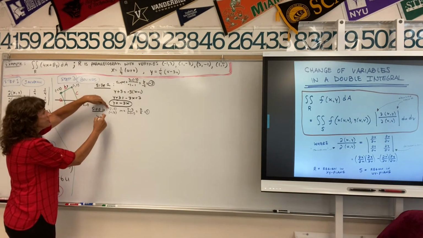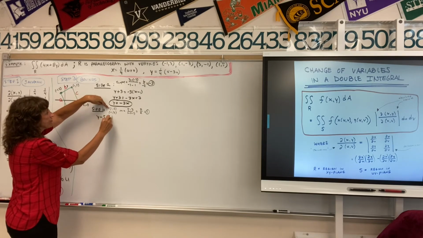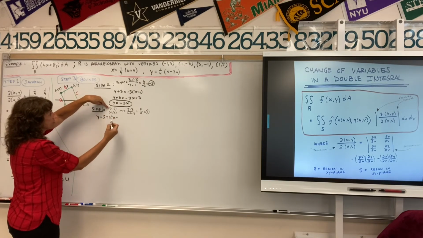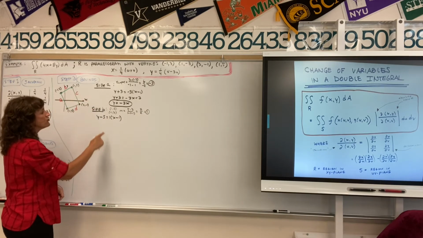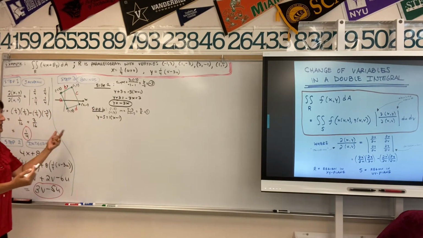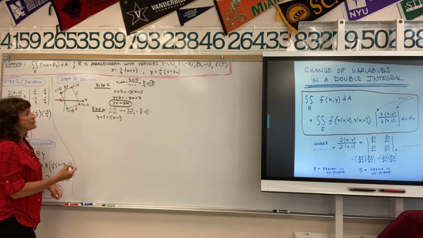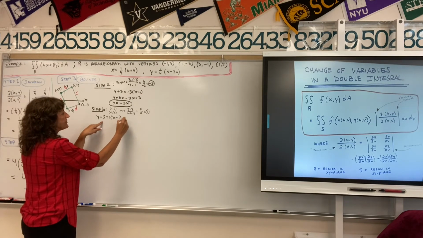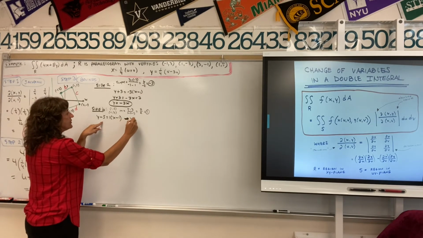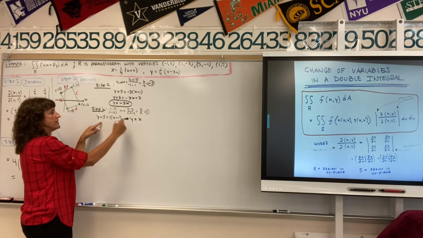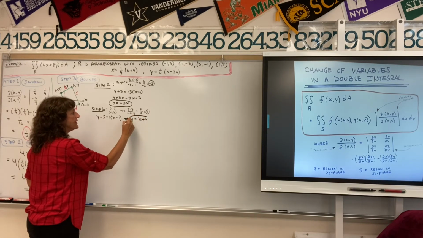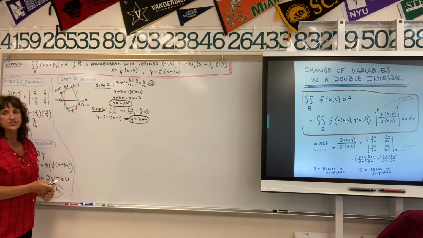You have y minus the y coordinate 5 equals your slope, 1, times the quantity x minus the x coordinate, which is 1. When you distribute the 1 and add 5 to both sides, you're going to have y equals x, minus 1 plus 5, so plus 4. So you need to write the equation of each of the 4 sides.